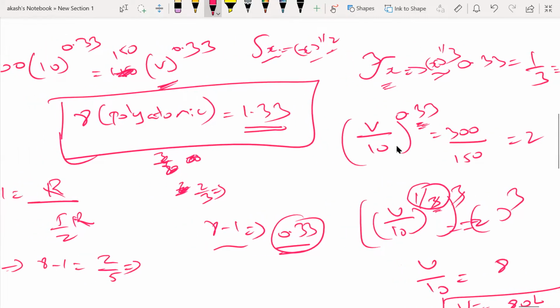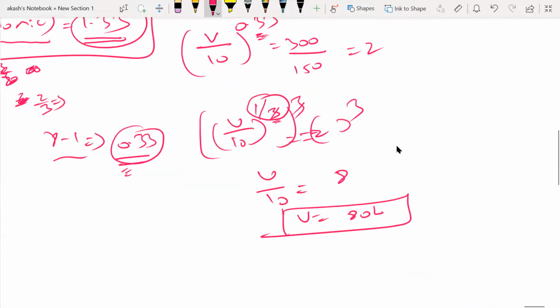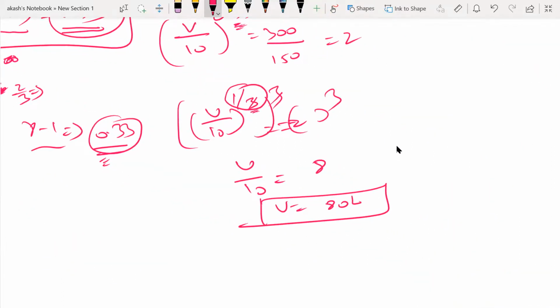First thing you have to remember is this polyatomic gas gamma value is 1.33. So gamma minus 1 would be 0.33, right? And whenever I get 0.33, I can write it as 1/3. Something to the power 1/3 is nothing but the cube root. To overcome the cube root, I just cube both sides so that the 3 gets cancelled. So you'll be able to get the final volume. Okay, 80 liters. That's the final volume.